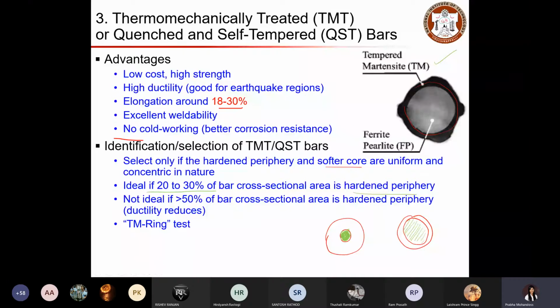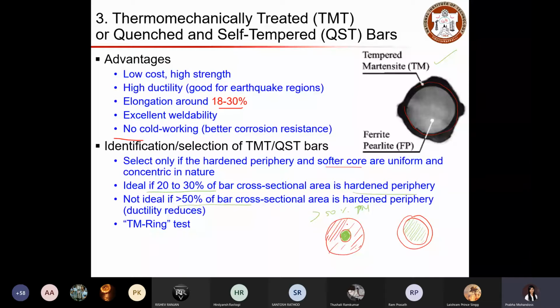It is not ideal if more than 50% of the bar cross-sectional area is hardened periphery. So consider this case, where the TM phase, that is the tempered martensite phase, is greater than 50% as indicated here. This represents poor quality rebar. So what happens when you have such a high hardened periphery? You may have good strength, but the ductility is reduced in this case.